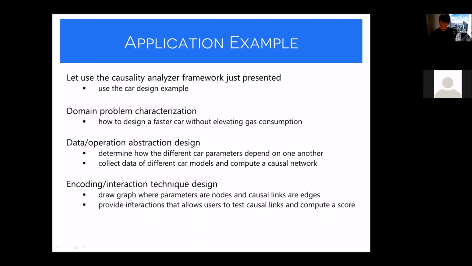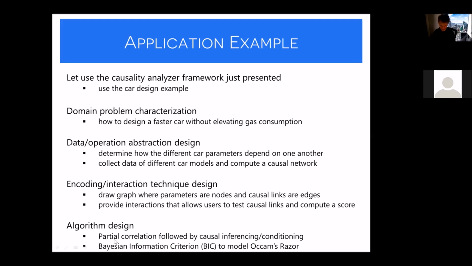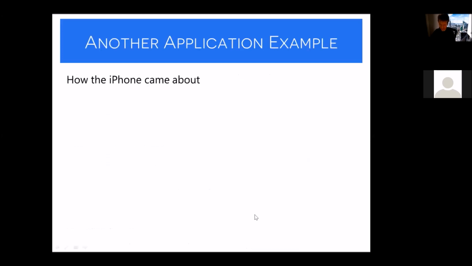So you draw a graph, the parameters are the nodes and the causal links are the edges, because that's how you usually show a causal network. You make nodes and causal links, okay? And then you provide the interactions that allow users to test causal links. And at the very last end, you compute the algorithm that you want to do.